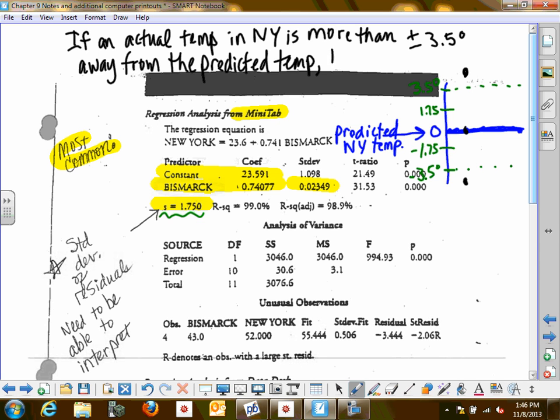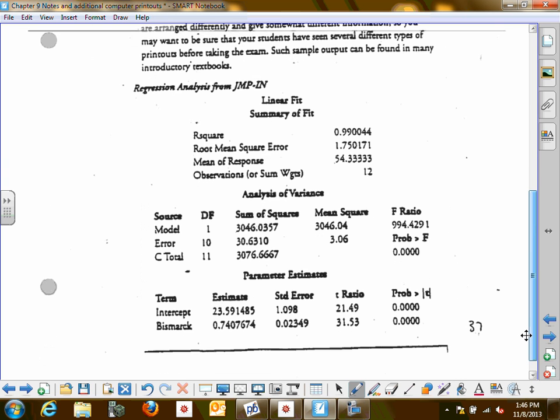Okay, then that temperature is an outlier. So that would be a good way to interpret what this means for us. Additionally, the other information we're interested in is that the r squared is 99. Okay, so let's go to the front where we have another computer program called JMP-IN.